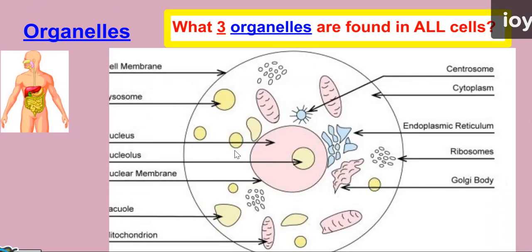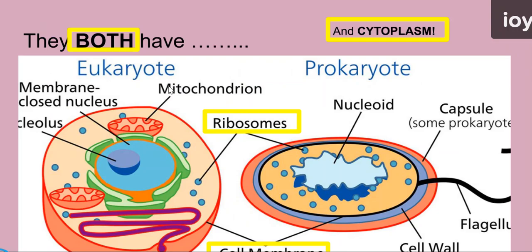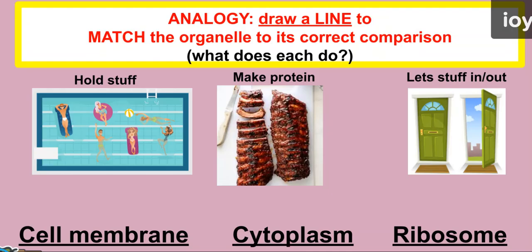So, let's recall, what 3 organelles are found in all cells? You should have answered cell membrane, cytoplasm, and ribosome. Those are the 3 organelles found in all cells. These are 3 organelles that are found not just in eukaryotic cells, but prokaryotic cells as well.